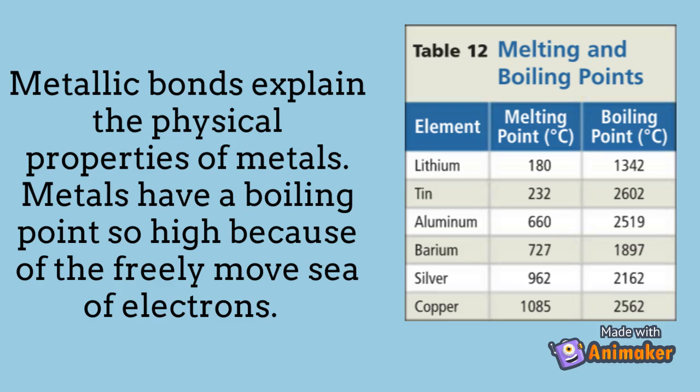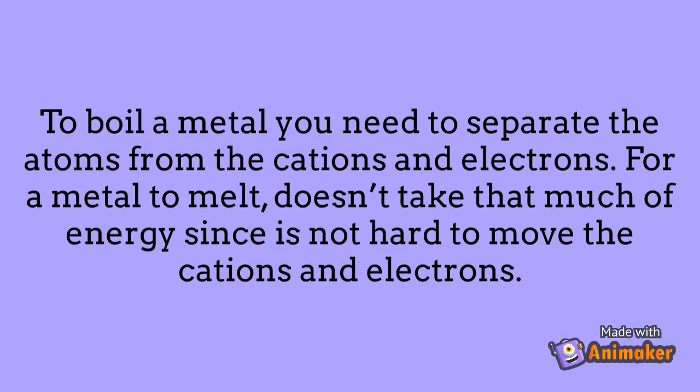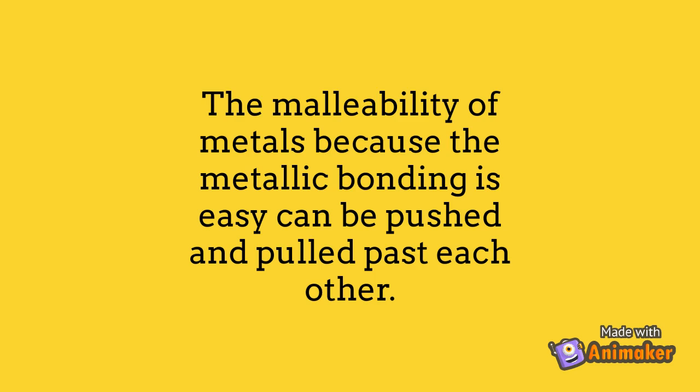Metals have a high boiling point because of the freely moving electrons. Their boiling point is so high because it is difficult to separate the cations from the electrons, since they are freely moving. The malleability of metals is allowed because the particles of metals are easily pushed and pulled past each other.